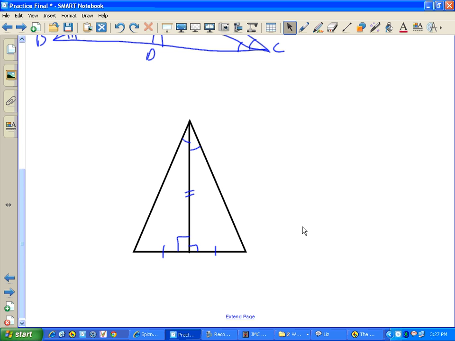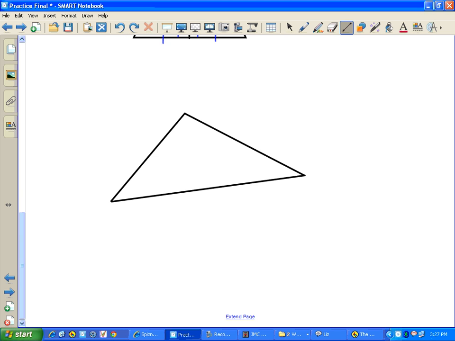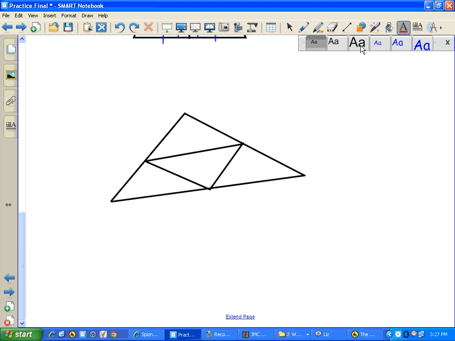Okay, last page. On the back side, this is all dealing with mid-segments. Just remember, mid-segments are going to be parallel to the side they don't touch. They're also going to be half as long. So if I put some mid-segments in here, just kind of eyeballing it.